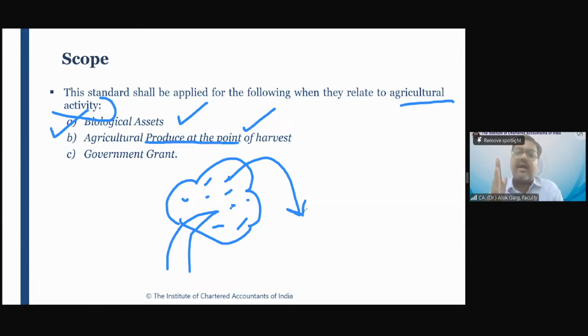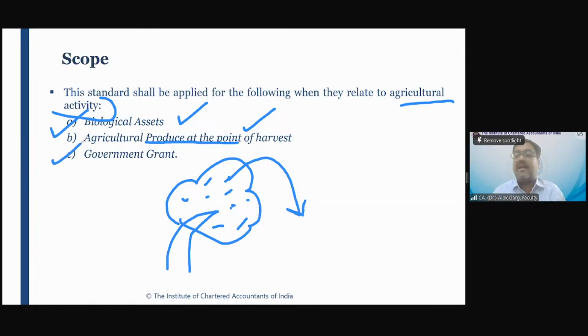And after harvesting, they will use the grapes for the manufacturing of wine, for manufacturing of liquor, right? So then after harvesting, it will transfer to the inventory as a raw material. Okay. So this standard covers the agriculture produce at the point of harvest also.